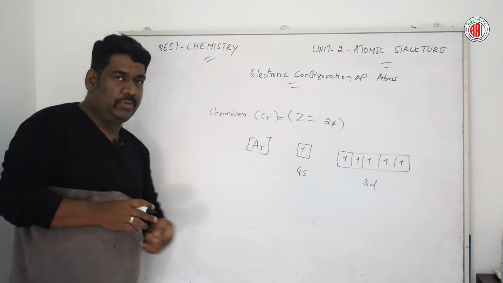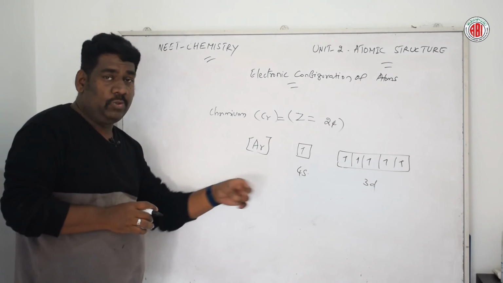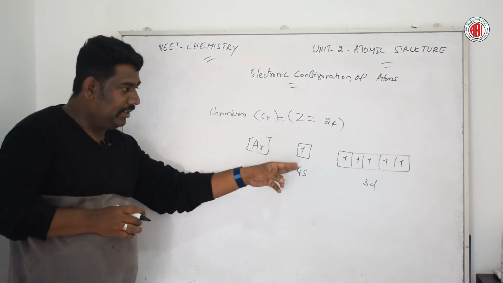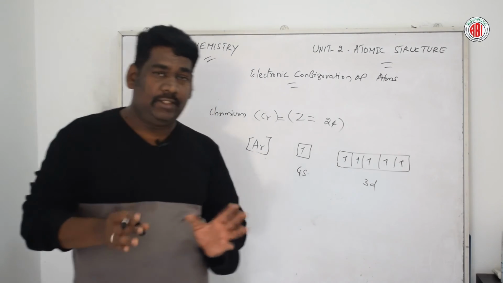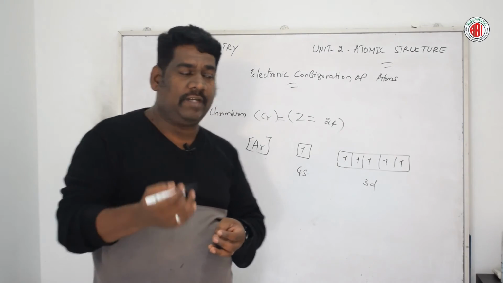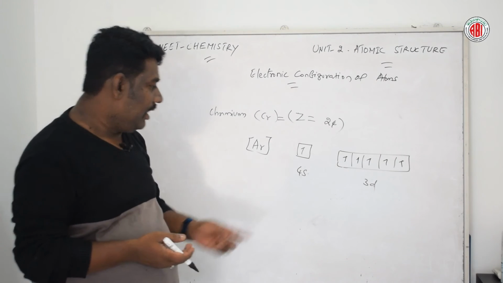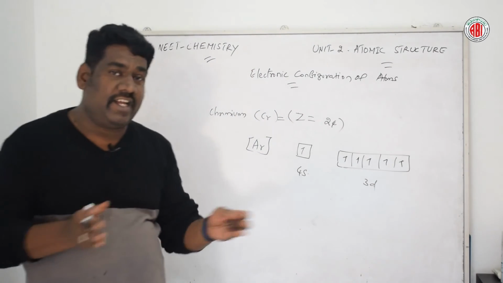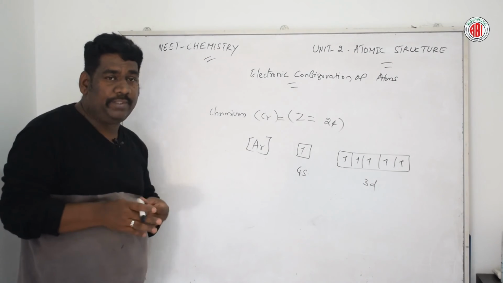In this way we should write it for chromium, not with 2 electrons accommodated in 4s. If you write it that way, one of the cells of 3d will be left over. According to Pauli's exclusion principle, Hund's rule and the Aufbau principle, all these cells should have an equally shared number of electrons. In that manner we can write it for chromium.